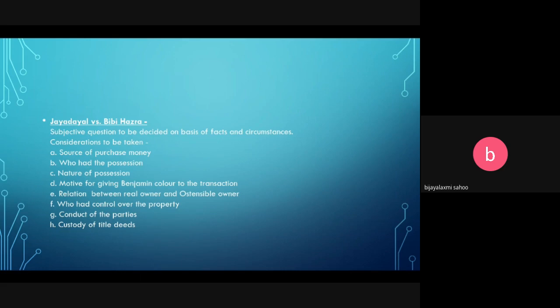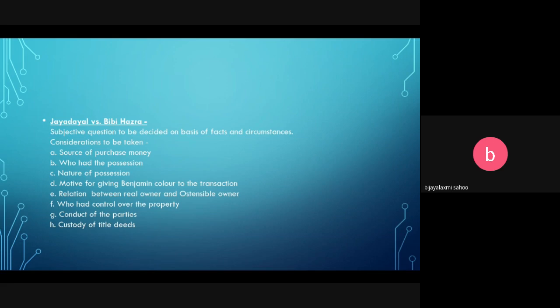Source of purchase money. As I told you, who paid the purchase money? Who paid the consideration for the transfer? In the example that I gave, though the property is recorded in my name, who has paid the purchase money? From that we have to consider. Then who has the possession? Another person may have had the possession thereof. That has to be considered. Nature of the possession, whether he is in actual possession or constructive possession, will be considered.